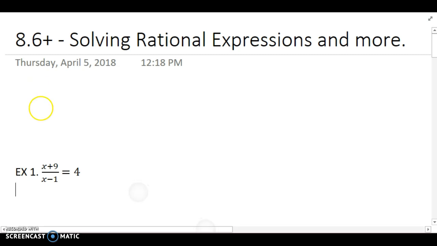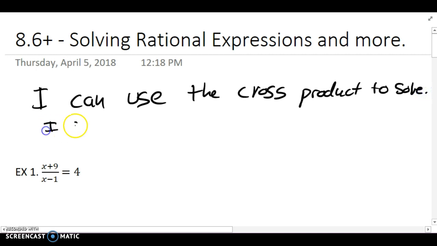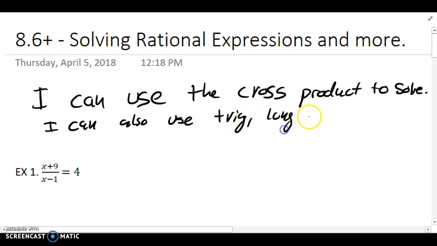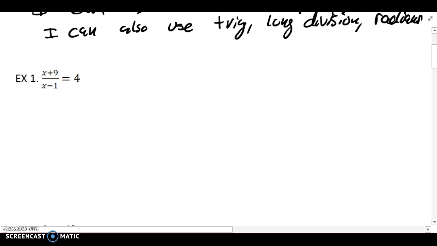So today's goal is I can use the cross product to solve. I can also use trig, long division, and radians. That's also our secondary goal there. So our primary goal is the cross multiplication. So here is our problem there.